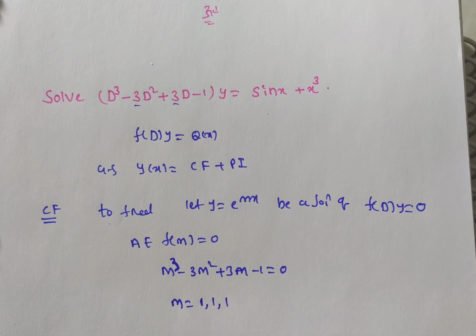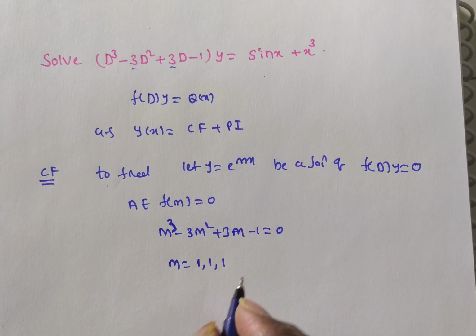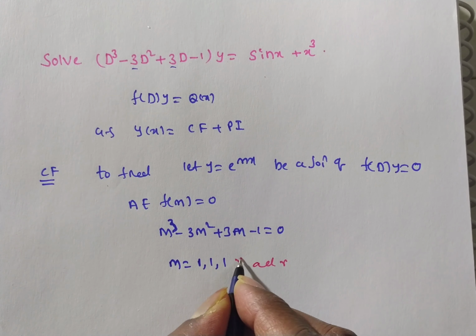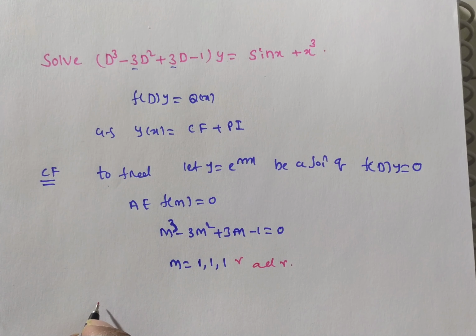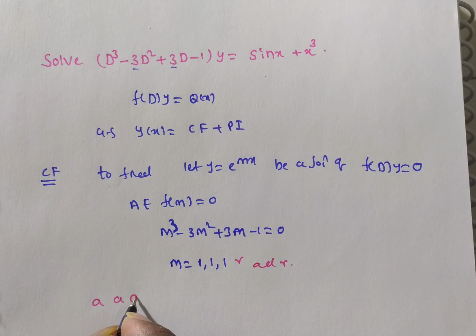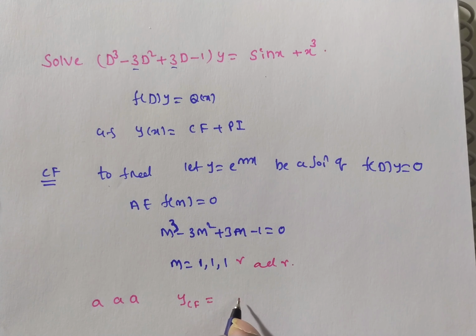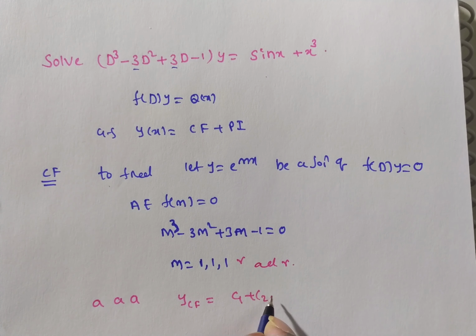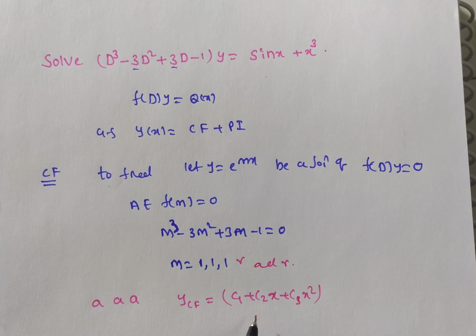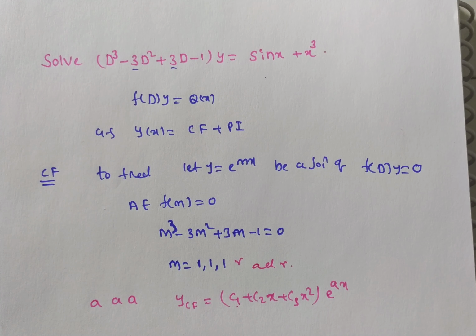So m is equal to 1, 1, 1. Friends, you observe here the roots are real and repeated. Whenever the roots are real and repeated, then the complementary function is equal to c1 plus c2x plus c3x square. We need to write a polynomial expression with 3 arbitrary constants, into e to the power of ax. If a is repeated, then we write e to the power of ax.